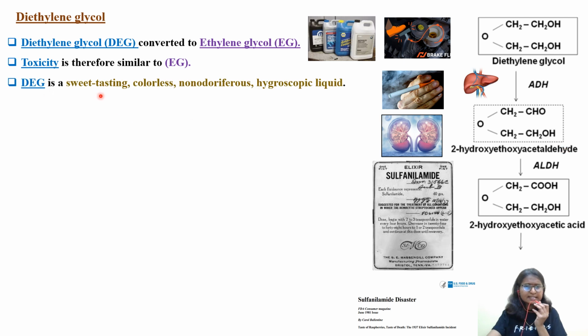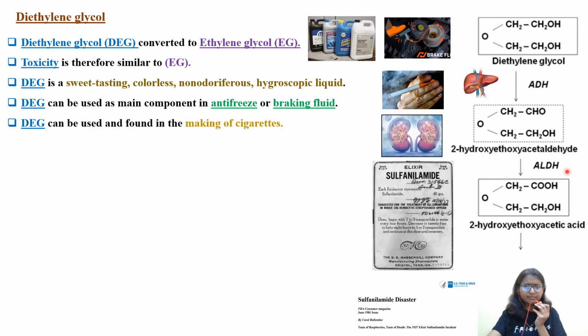DEG is a sweet tasting, colorless, non-odoriferous, and hygroscopic liquid. This is important: sweet tasting. Because of its sweet taste also, diethylene glycol is used as a solvent. DEG can be used as a main component in antifreeze and brake fluid. So in antifreeze, ethylene glycol and diethylene glycol are there, and in the brake fluid in your cars you will also come across DEG. DEG can also be found in the making of cigarettes. So this is another reason you should never smoke.